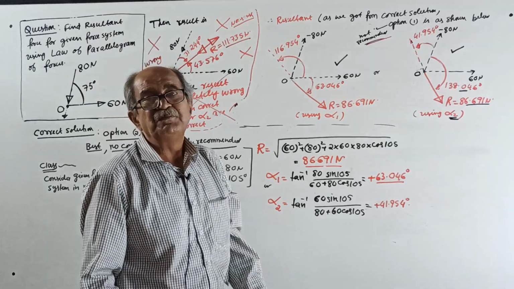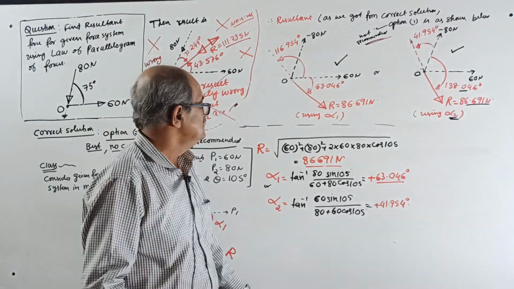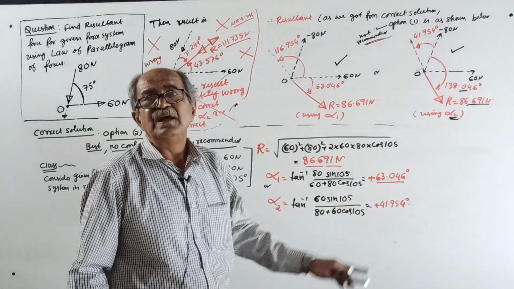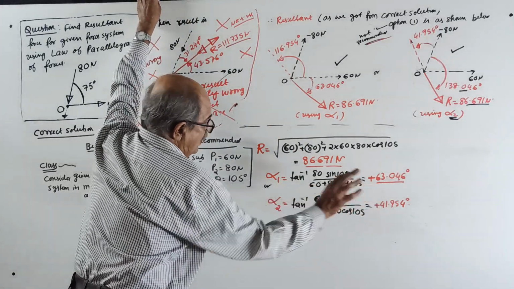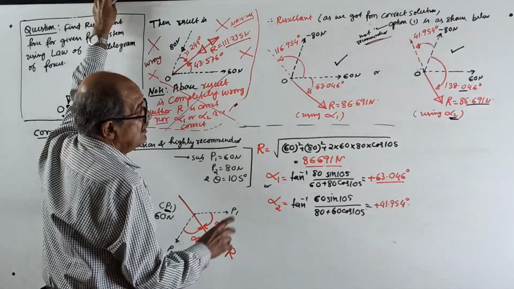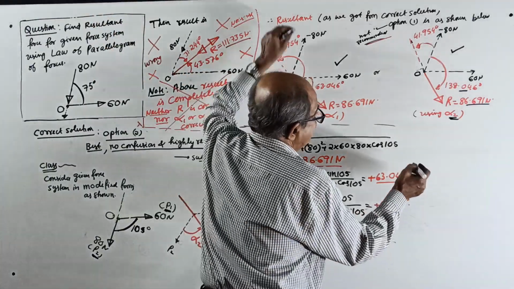If a positive value comes, the other answer is not required. You can add 180 and write one more answer only if you get a negative answer. When you substitute for alpha 2, you get 41.954 degrees. Therefore, I will write here now.